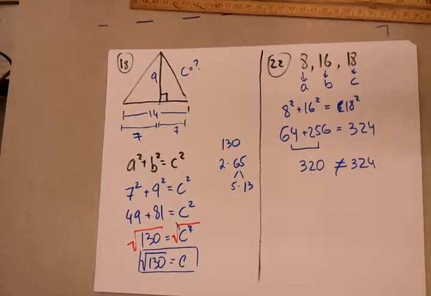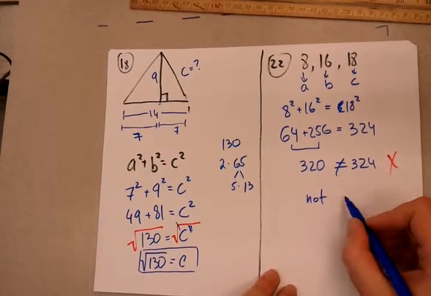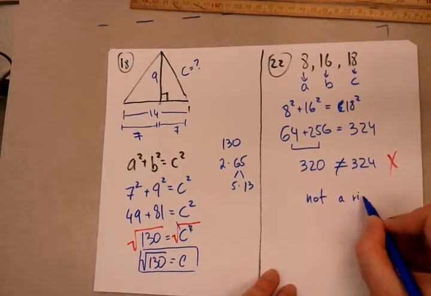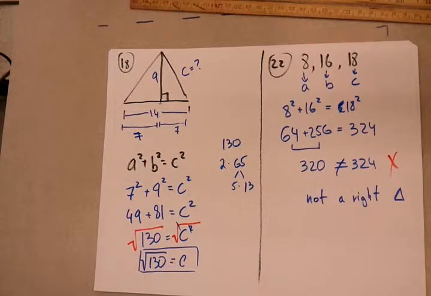So nope, it doesn't work out, which means whatever triangle these three sides form, it's not a right triangle. So that's the answer to 22. That's all you need to do.